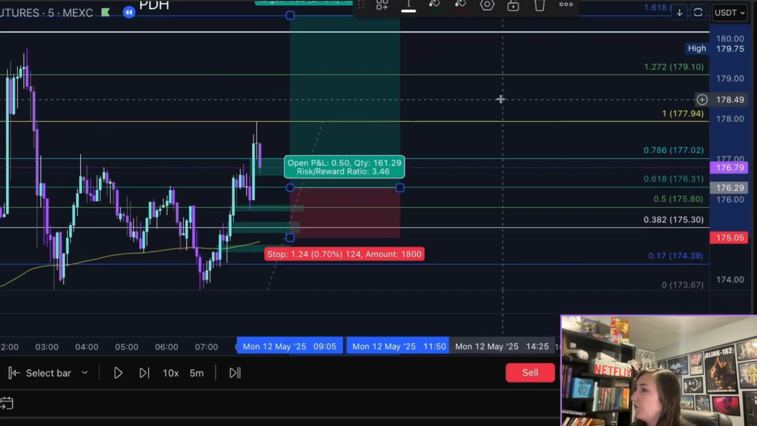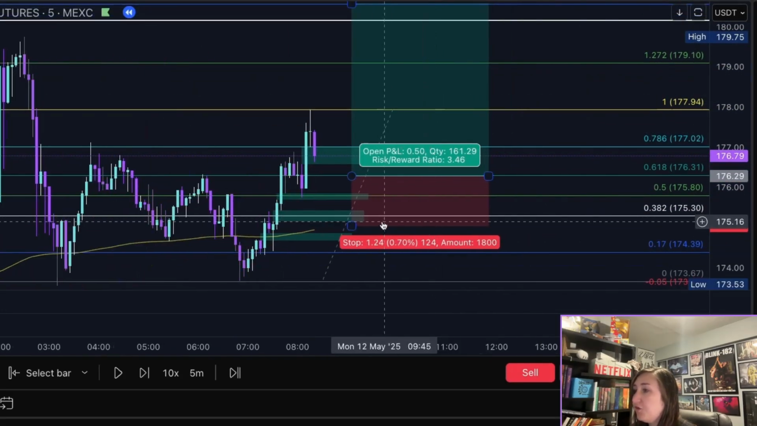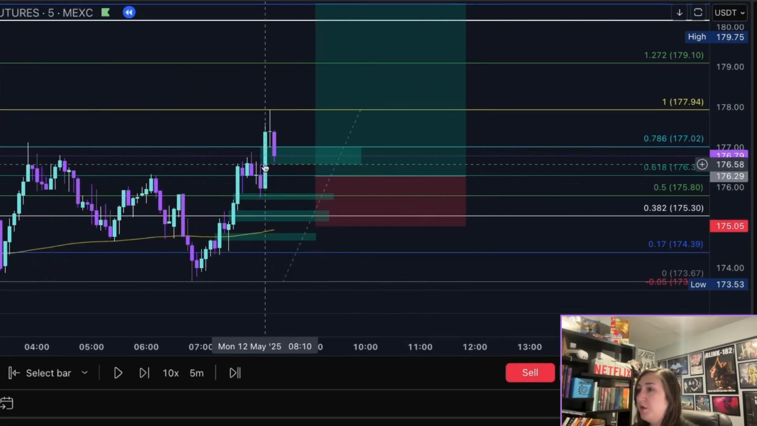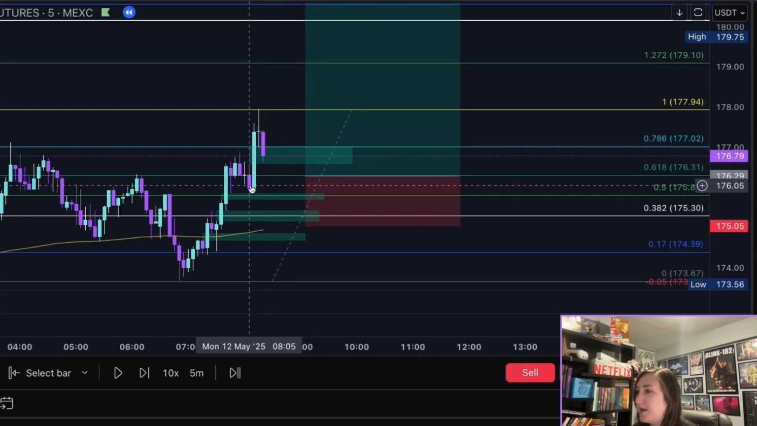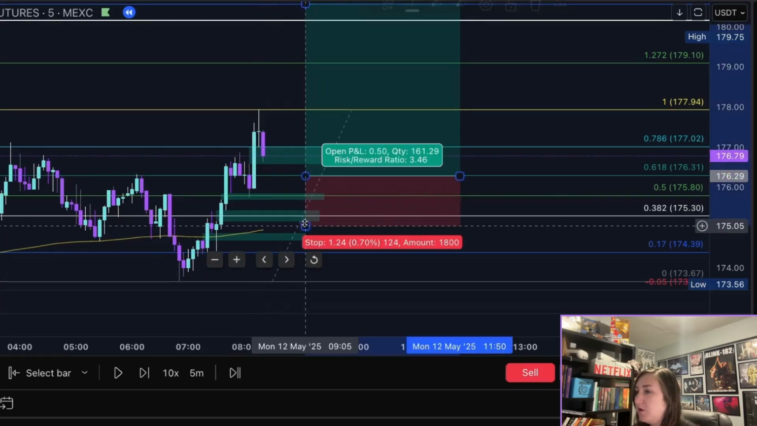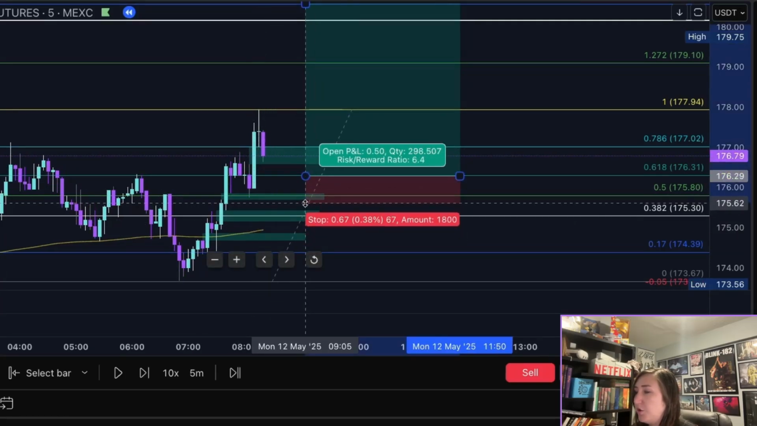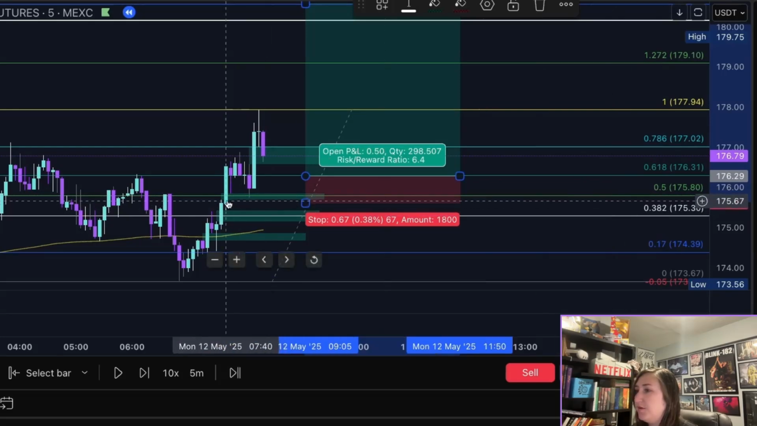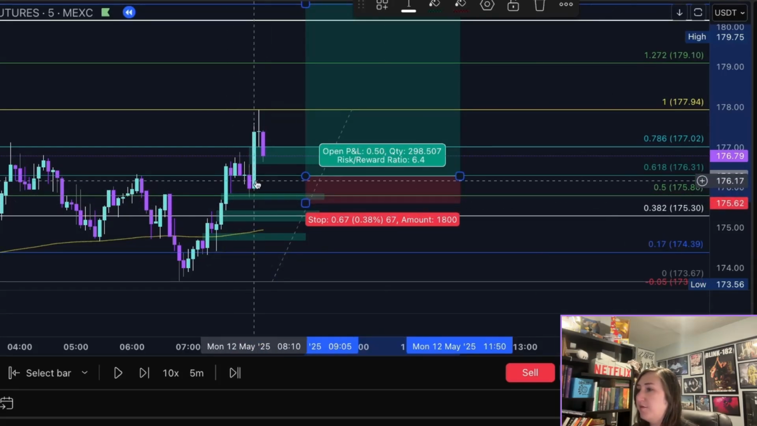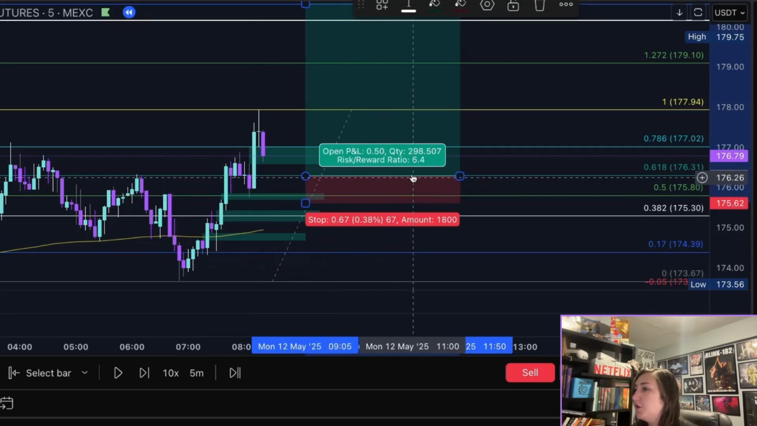And where does our stop loss go? Our stop loss simply goes just below our fair value gap candle right here. So here's our fair value gap candle, and we can just put it below. You'll see we have the 0.5 fib line here. I probably just put it below that fib line just in case, since it matches up pretty well with this fair value gap candle. And we are looking at a 6.4 risk reward ratio, which is fantastic.